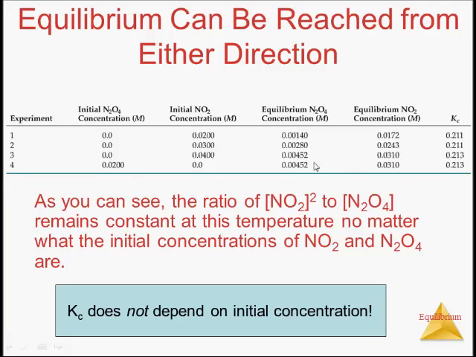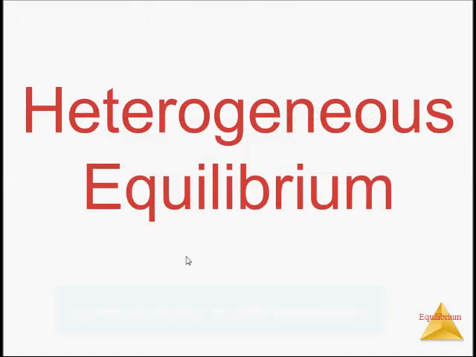Now notice that the concentrations are different, but when we pop them into the expression, the ratio is still the same. So again, your equilibrium constant does not depend on the initial concentration. It is always the same for that particular reaction at that particular temperature.